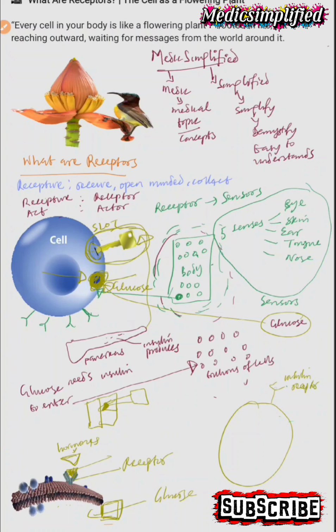So when insulin lands upon here, then this second door here will allow glucose to enter. Glucose will now enter this cell. So insulin first has to land on top of this receptor here. Then the other gate will open for glucose to enter. So that's an example of receptor.